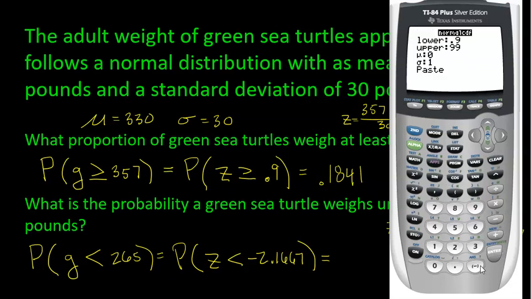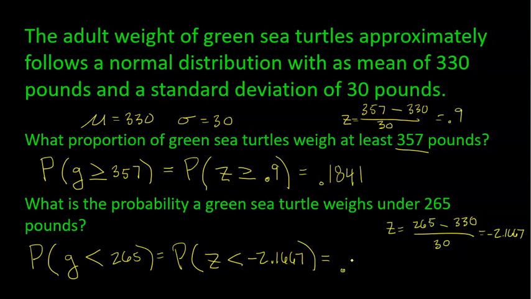All right, now this time I'm going to start at negative 99 because I want to look way, way below. I want to look all the way down, and we don't have a negative infinity button, so we're going to do negative 99, and we're going to go to our z-score of negative 2.1667. This is going to give us the proportion of sea turtles that are below 265, which is the same thing as being below a z-score of negative 2.1667. And we get 0.0151. So very, very, very unlikely.